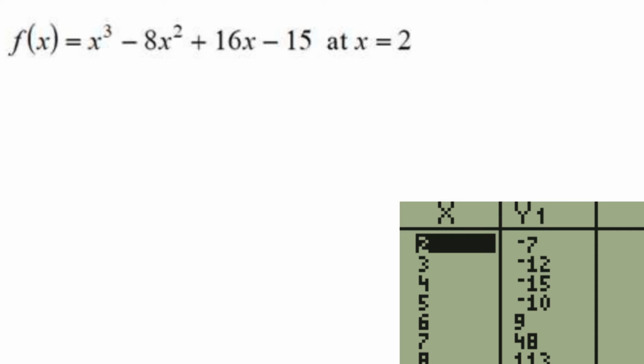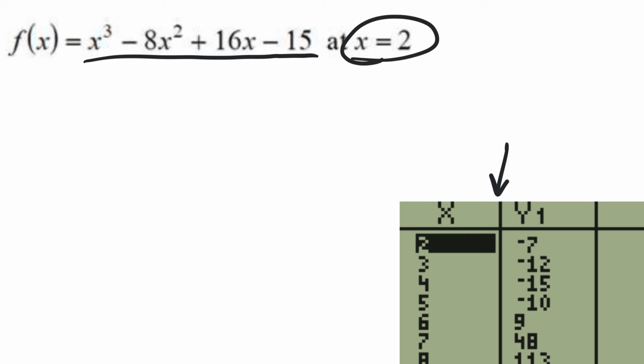If this is multiple choice, all we need to do is type the equation into our calculator, which I did, and then I pulled up the table down here to the right. And all I have to do if I do it this way is reference the value 2. The answer to this is -7. That's a very simple concept, all right?